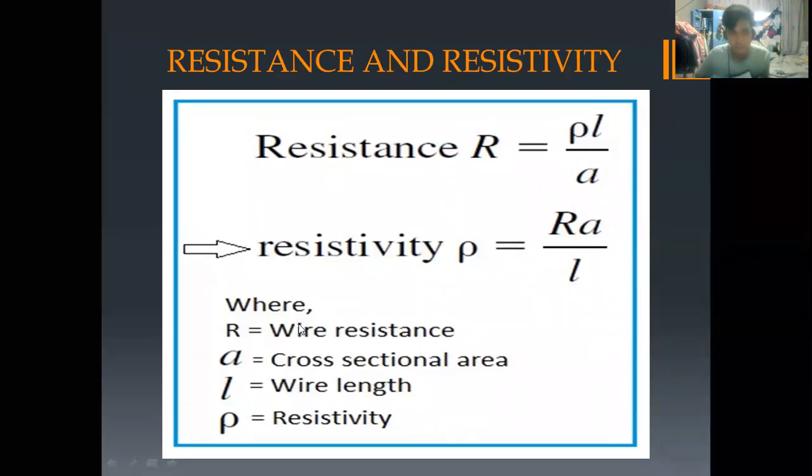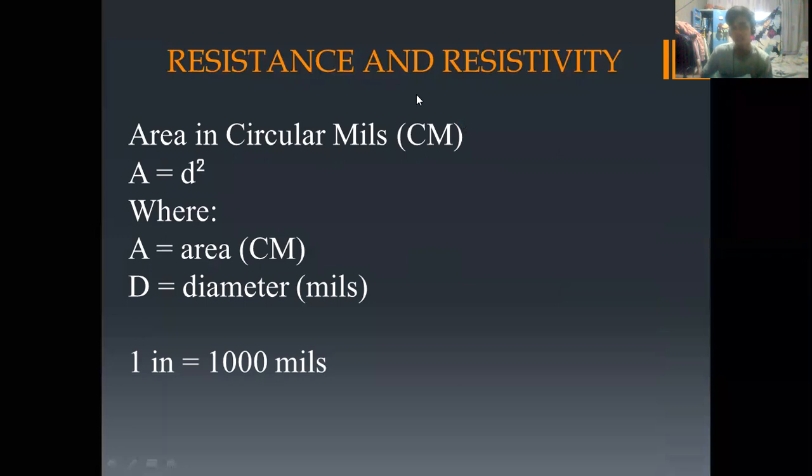The resistance formula: R is the wire resistance, A is the cross-sectional area, L is the wire length, and rho is the resistivity. Next, for example, the area in circular mils, cm.